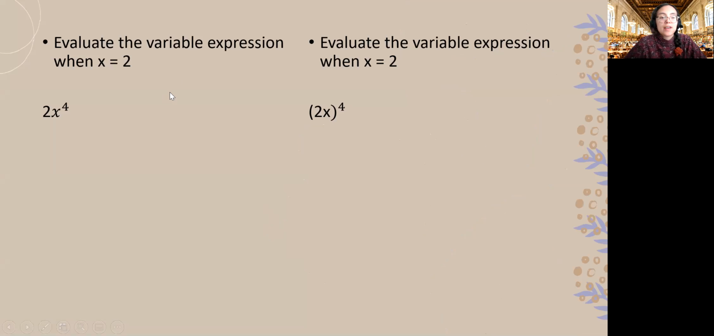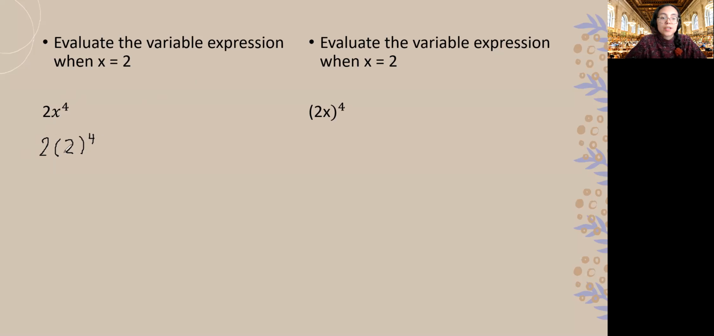Here we have to the left a variable expression 2x raised to the fourth power, and to the right we have almost the same variable expression. This time we're using grouping symbols around the 2x, and this quantity, this product of 2 and x, is raised to the fourth. We're asked to evaluate the variable expression when x is equal to 2, and we're going to do just that. So we're going to substitute. We said x is equal to 2, so wherever I see an x, I'm going to put 2.